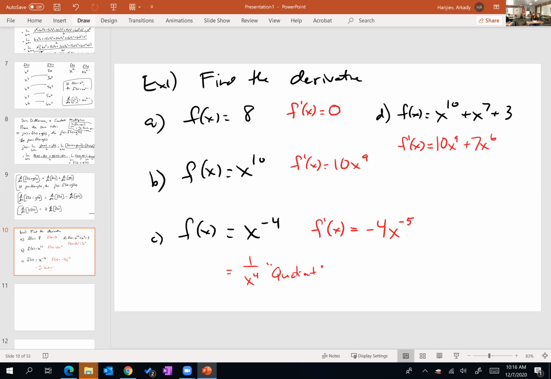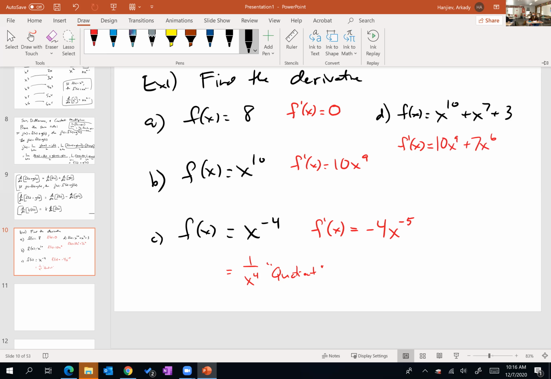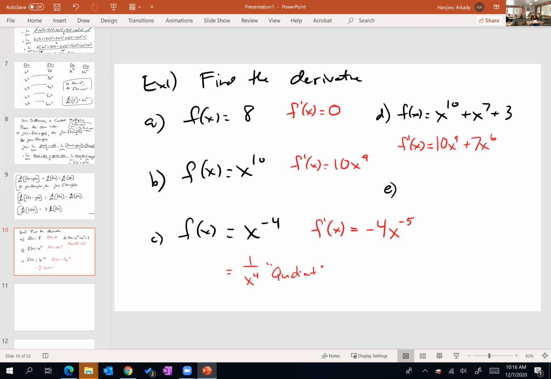We should do one more here. Let me jump in with one more. E. Since we had a little trouble with C, I'm going to go with this one, this would be good. Now, we don't have a quotient rule yet. We don't have rules for fractions yet. We'll develop those here.